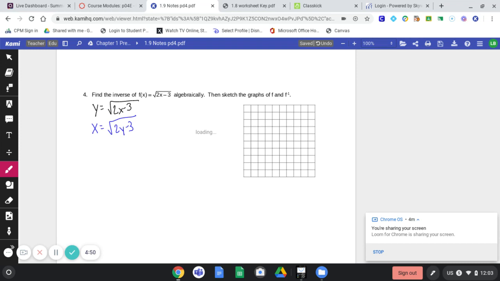Now I can get the y by itself. So the first thing to get rid of is the square root. In order to get rid of the square root, we need to square both sides so that they will cancel. And now I'm left with x squared is equal to 2y minus 3. I now move the negative 3 to the other side by adding it. So I get x squared plus 3 is equal to 2y. And then lastly, I am dividing by 2 here. So I have y is equal to x squared plus 3 over 2.